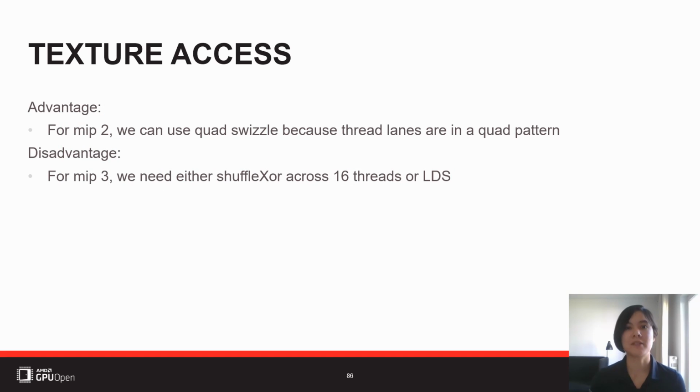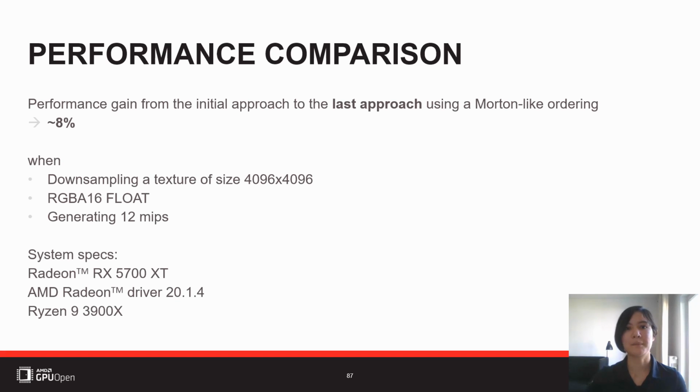If we look at the advantages and disadvantages again, for MIP2 we can now use quad swizzles or local data share, but for MIP3 we need to think about something else. Local data share always works, or we use swizzles beyond quad swizzles, for example shuffle XOR or something like this. Shuffle XOR is a subgroup operation if you're on GLSL, but it's basically just swizzling beyond a group of 4. This would be within a group of 16.